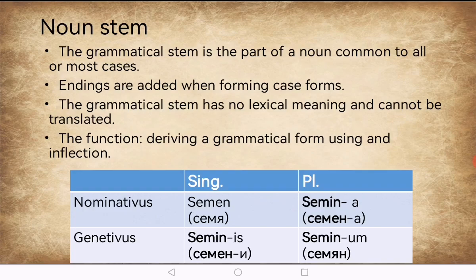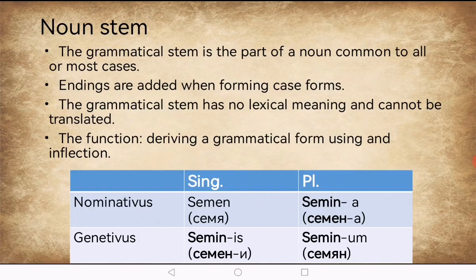The next thing we have to understand is about noun stem. So, firstly, the grammatical stem is the part of a noun common to all or most cases. And the stem is the thing we add ending to. So we form a case form with the ending that we add to noun stem. The grammatical stem has no lexical meaning and cannot be translated exactly. Its function is just to derive a grammatical form using an inflection.